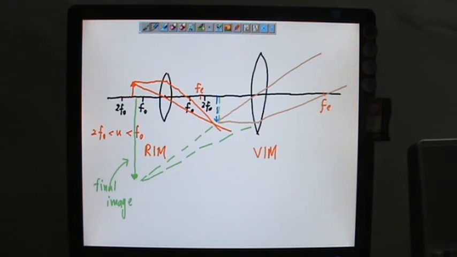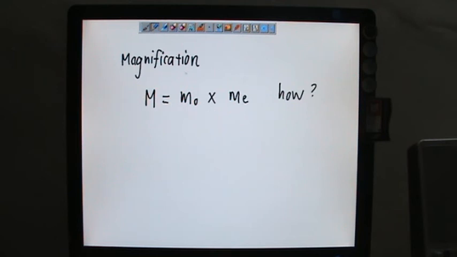Let's imagine you have H2 here with a circle, HO here with a circle, H1 here with a circle. This is the height of the arrow. And because of this, we want to find out more about the magnification. The rule for grand magnification, which is total magnification for two lenses, is MO times ME. But how does this happen? Do you realize that the grand magnification is H2 over HO? H2 over HO can be extended to be H2 over H1 times H1 over HO.